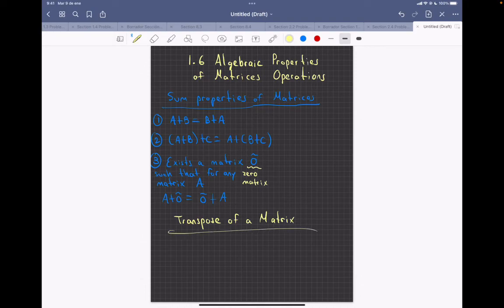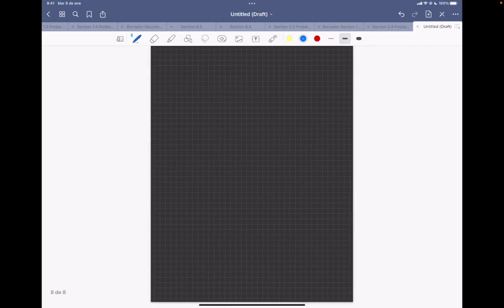This is a new operation. If we have a matrix A given by Aij, then the transpose is only switching the order of the rows and the columns. So we're going to have Aji. This way is a little confusing, but one simple example will show that this is very simple.